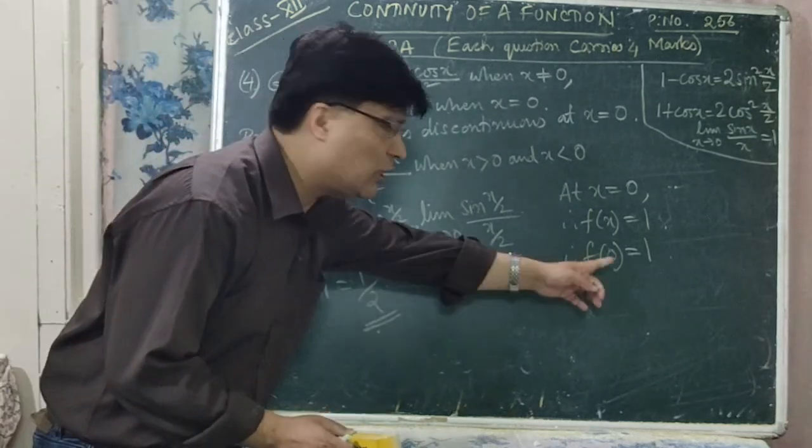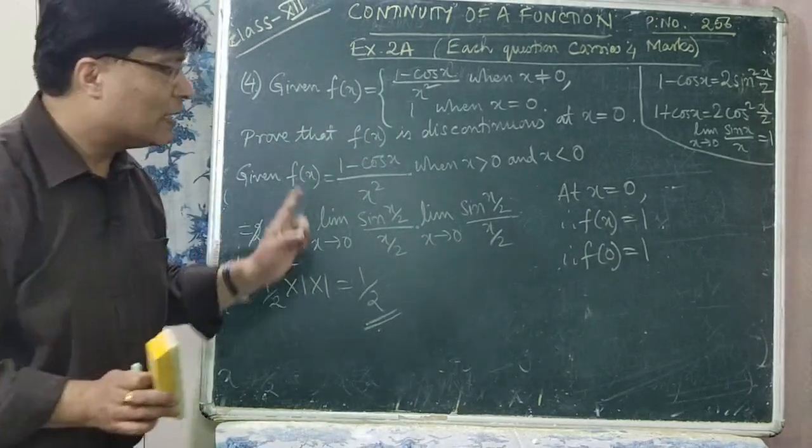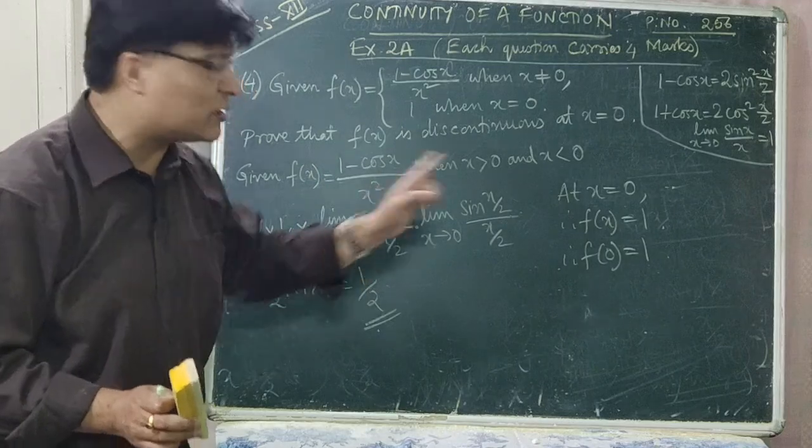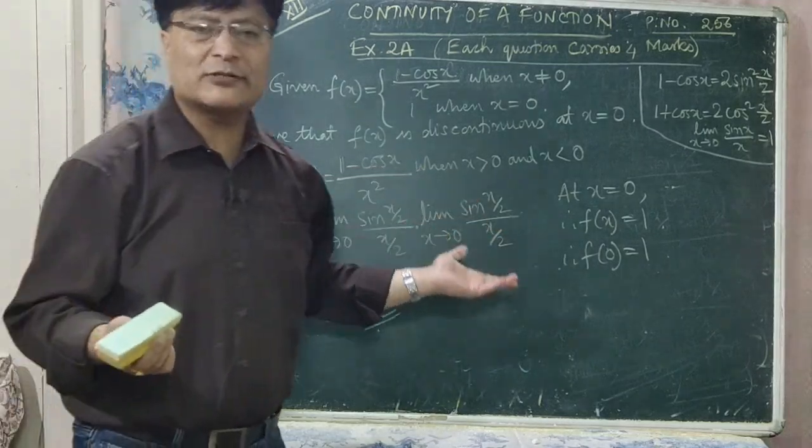So, are these two equal? No. That is limit x tends to 0, f of x not equal to f of 0. That means it is discontinuous.